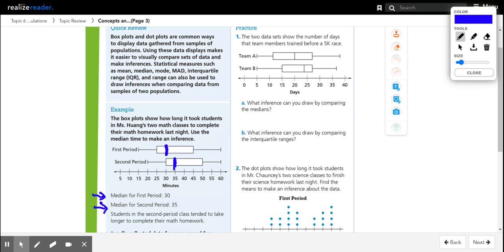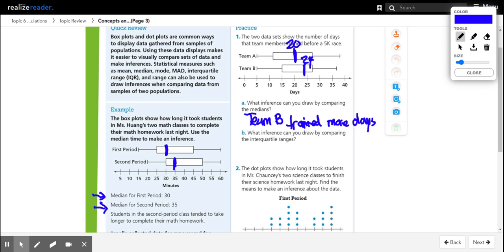Now looking at the practice of number 1, the 2 data sets show the number of days the team members trained before a 5K race, and what inference can be drawn by comparing the medians. So looking at the medians here, I'm going to highlight them. That's Team A's median, Team B's median. So comparing the medians, we can say that Team B trained for longer. It looks like Team A was around 20, and this looks like about 24, so about 4 more days. I'm just going to write Team B trained more days.